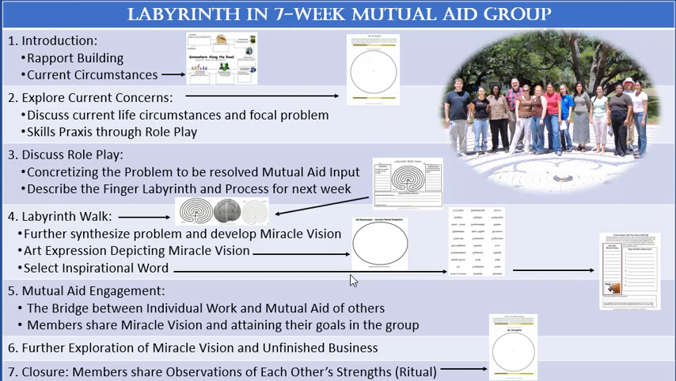And they will seek members' further input and observation in terms of the mutual aid to help them more tightly pull together their steps and intended process to get to their goal of overcoming whatever the issue they've brought to the group with them. And then in session 6, they'll further explore the vision and unfinished business members may have.